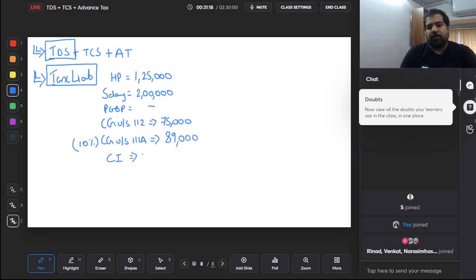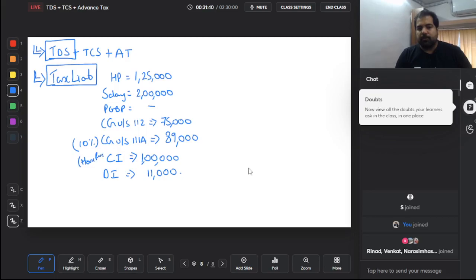Casual income 1 lakh, and let's say dividend income 11,000. Guys, this casual income is basically the gross amount. You've won a race, horse race. Alright, now guys, we have to calculate the tax liability of this person, assuming this person to be below 60 years.